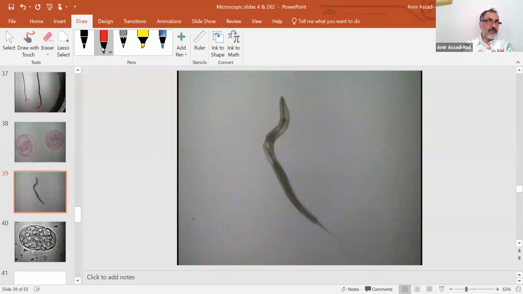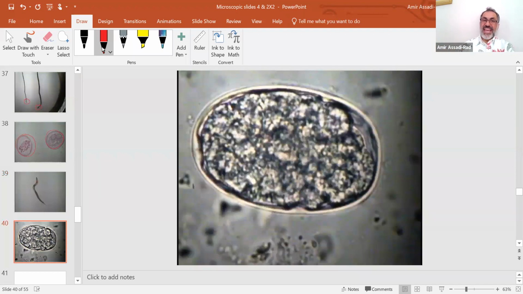Pinworm, my God, I can't believe it. Pinworm, scientific name is, I can't remember now. But anyhow, pinworm, the whole entire pharyngeal bulb, and then hookworm egg. So that would be either Ancylostoma duodenale or Ancylostoma caninum.